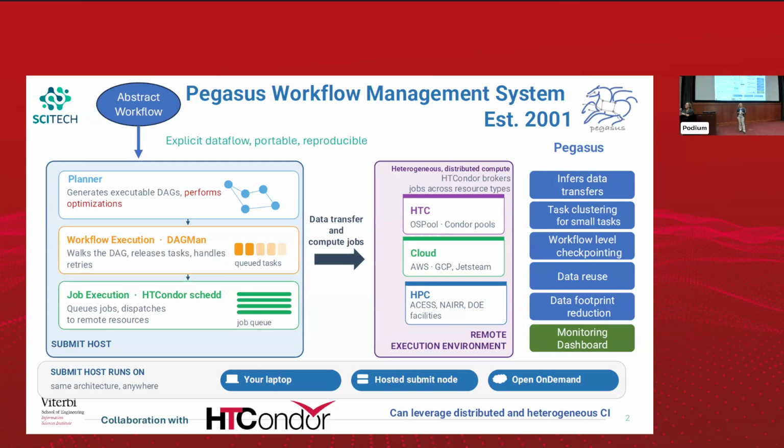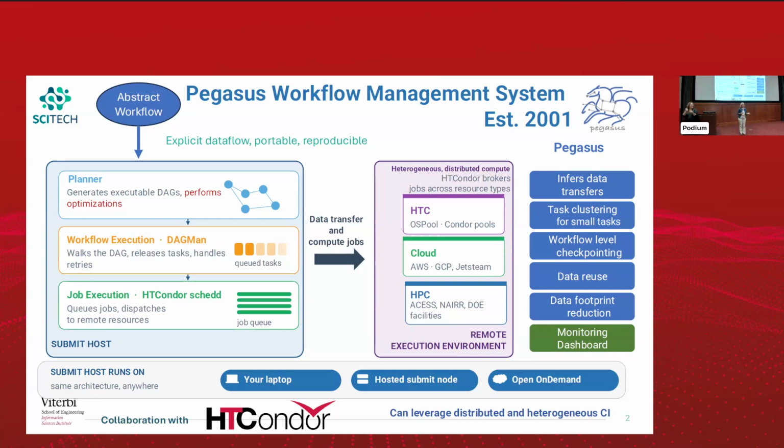We do workflow level checkpointing so that even if a workflow fails midway, you resubmit the same abstract DAG and the system will know which things were already done, and it can remap the rest onto a different resource, for example. We do data reuse, again, reusing the data that's already been computed. And we can also reduce the data footprint because we analyze which part of a data set is no longer needed while you're executing. And we also have monitoring, the dashboard and so forth.